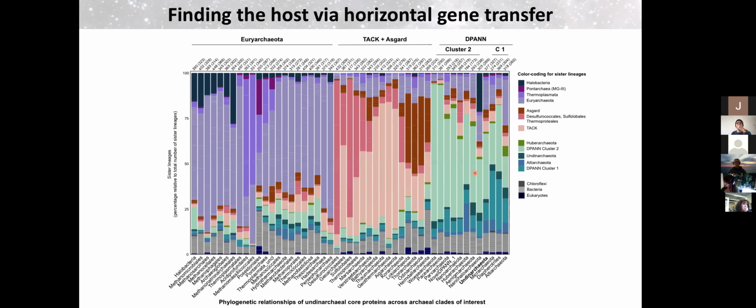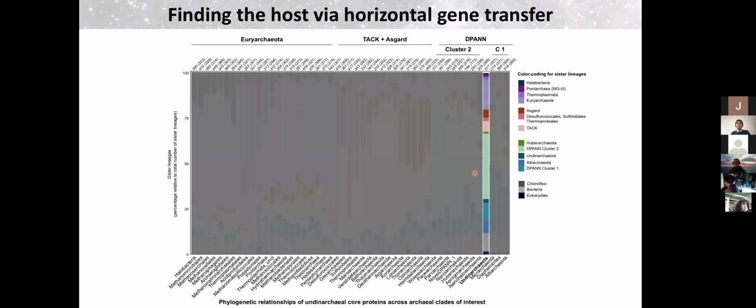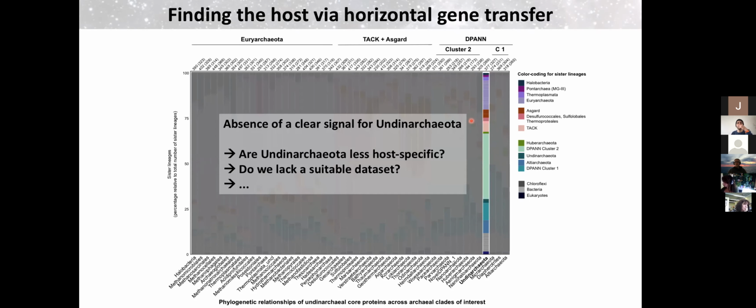And we did this for all the different lineages in the archaea, and of course, with a specific focus on the Undinarchaeota. Again, here we can see that the phylogenetic signal is the strongest. We also have some signs of horizontal gene transfer, but it's to very, very many different lineages, and none of the percentages is different to what we have in the background, so to what we see in other archaea lineages. So unfortunately, at the moment, there is not a clear signal.